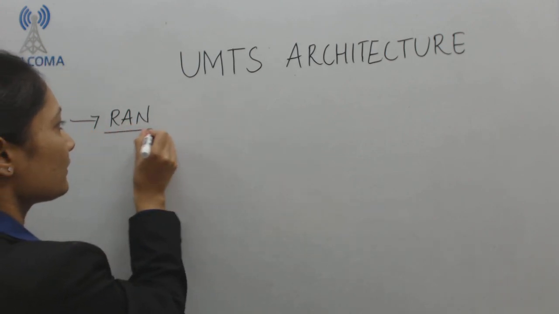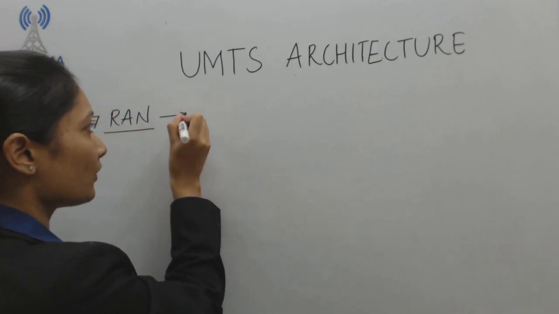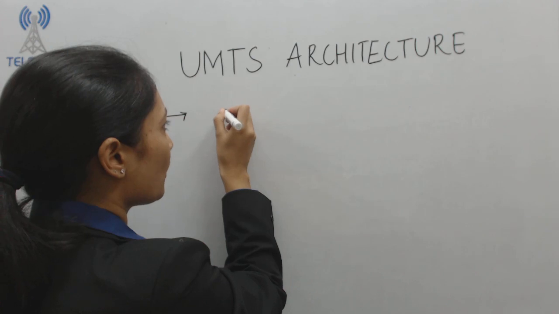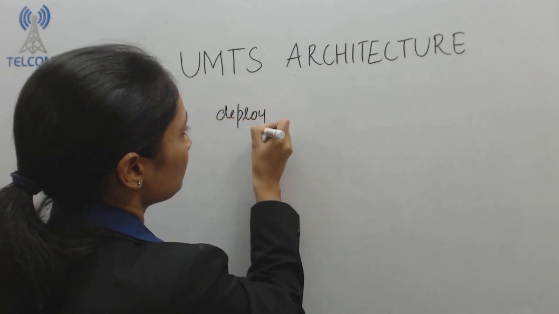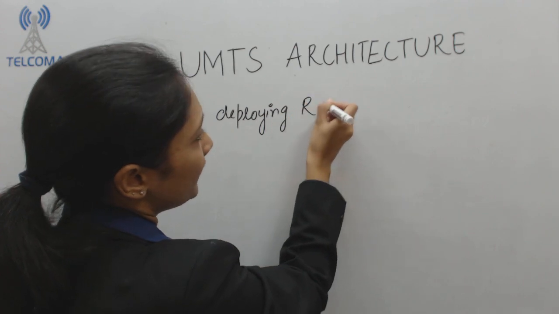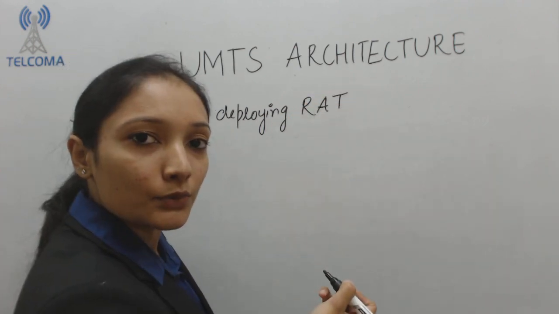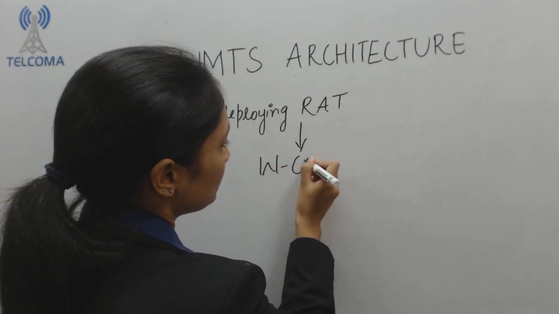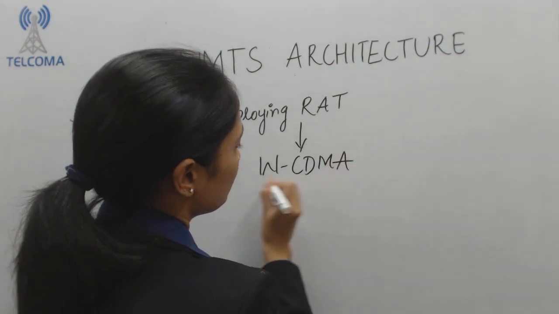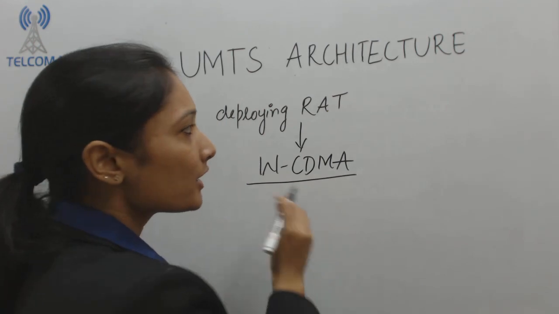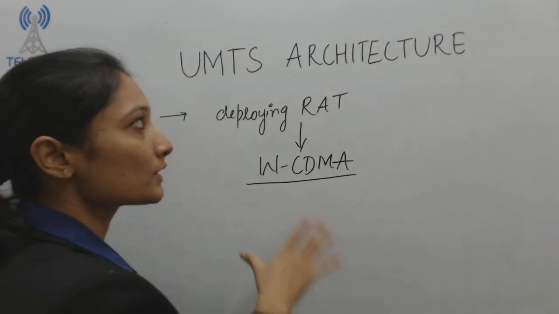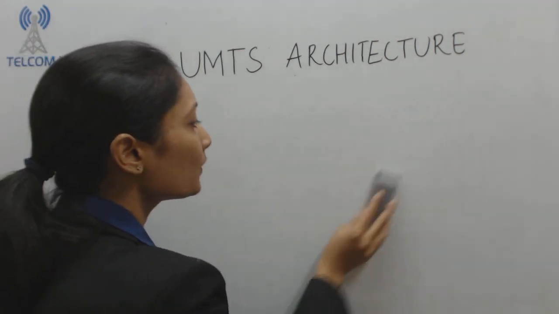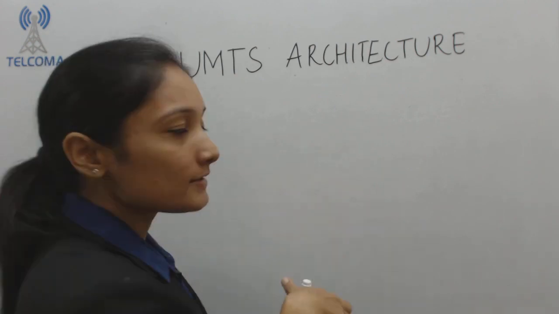Firstly, we are studying here RAN, radio access network. This radio access network is mainly responsible for deploying the radio access technology. The radio access technology in case of UMTS is WCDMA. We will study what the different constituents of our radio access network are. But firstly, we'll see how this network has evolved from the previous GSM network.